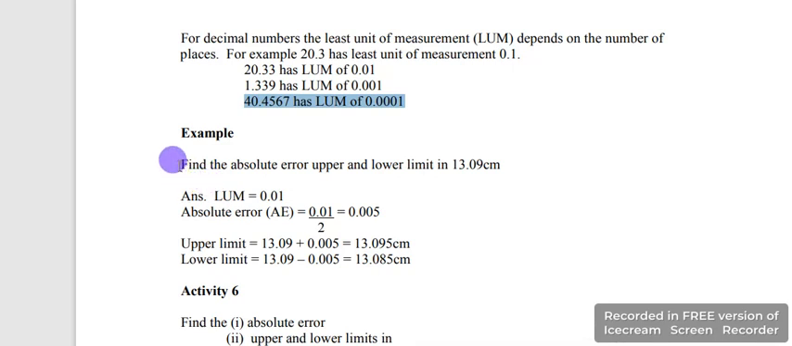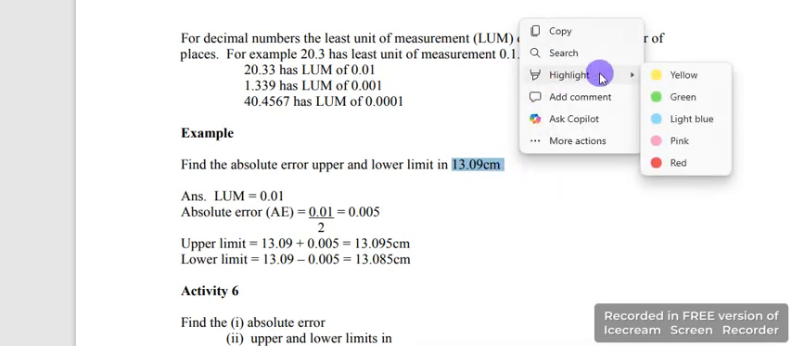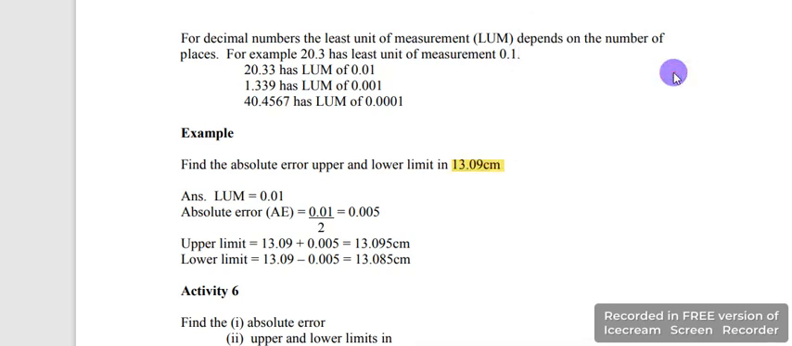Example. Find the absolute error, upper and lower limit in 13.09 centimeter. The first thing which would come to your mind is how many decimal places are there. There are 2 decimal places. So the least unit of measurement would be 0.01.